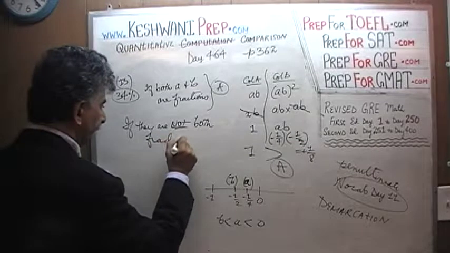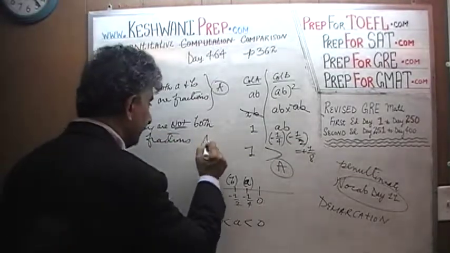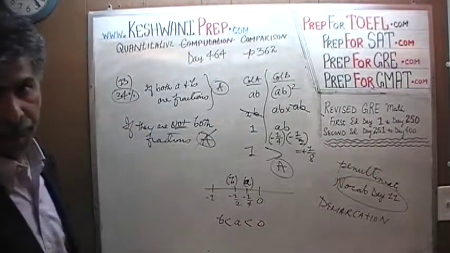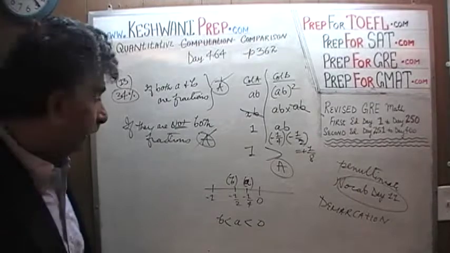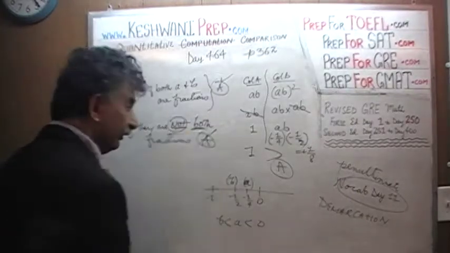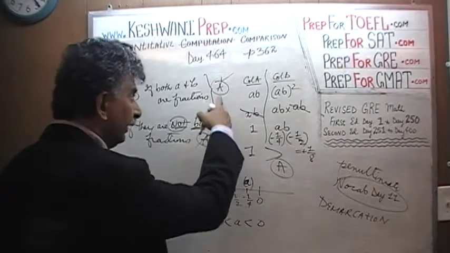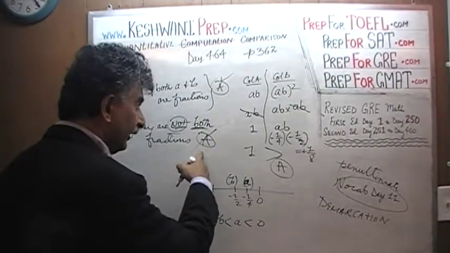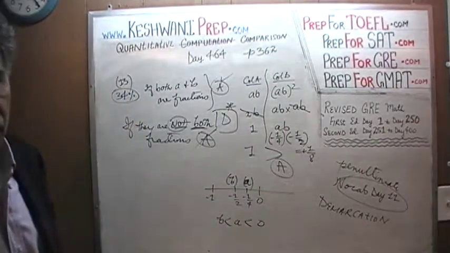They both have to be fractions. If they're not both fractions, you will find that the answer is not going to be A. If they are both fractions, the answer is A. In this case, it was A. Here it is not A. Therefore, the answer to this problem is D.